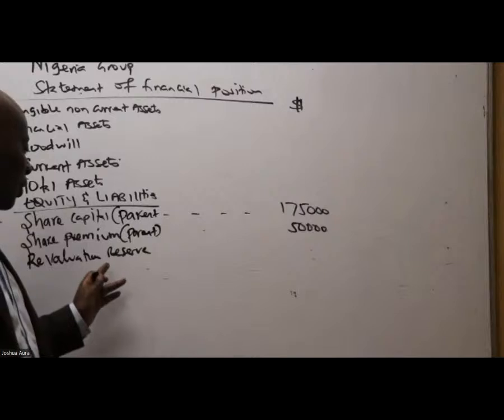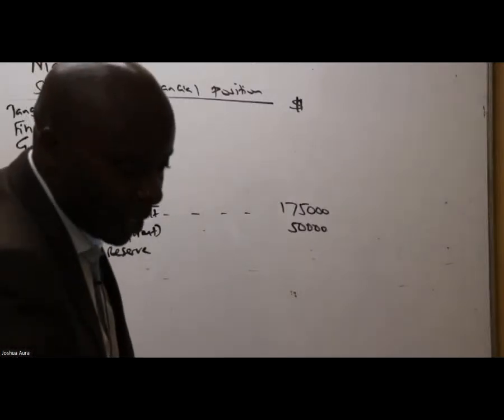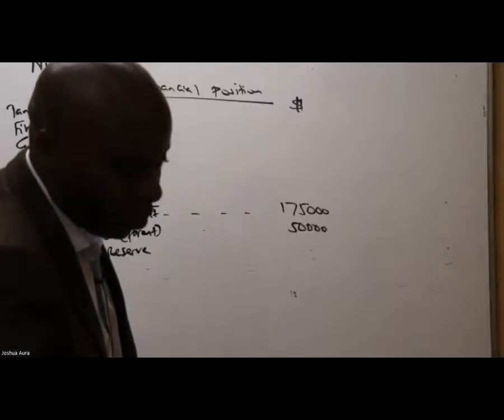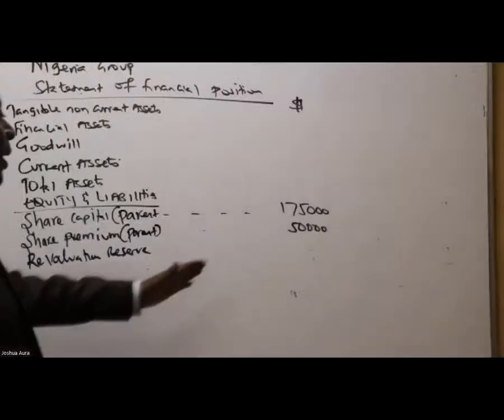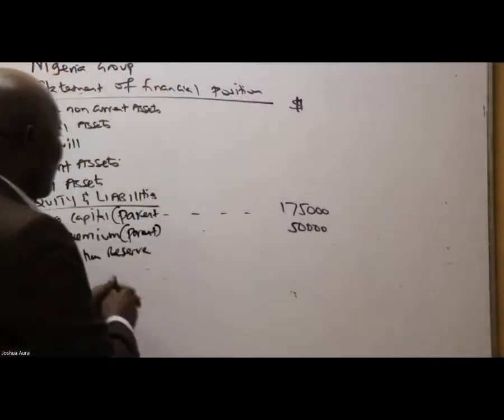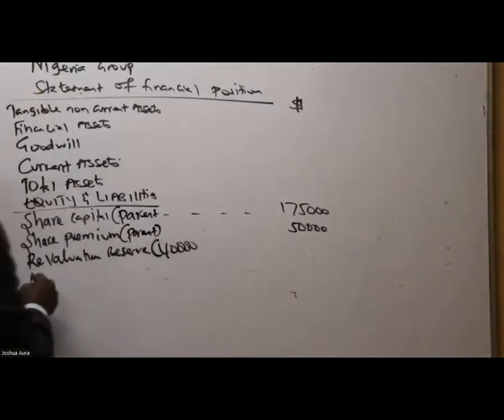So in this case, for revaluation reserve, the figure that you have there, pick the one of the parent only, but with possibilities of being adjusted. So the revaluation reserve, I'll pick 40,000 alone. But I can't take it here as the net. This one may need some adjustments.